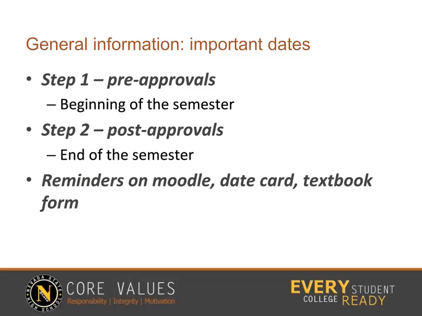Important dates. Obtaining a reimbursement for college textbooks from Nevada State High School requires attention to 2 steps that are very important, and these are dates. First is getting pre-approved at the beginning of each semester. The second is getting post-approval at the end of each semester. Look and follow these dates. You will be able to find specific dates and deadlines on Moodle, the date card, and the bottom of the actual textbook form. Click to the next slide when you are ready.